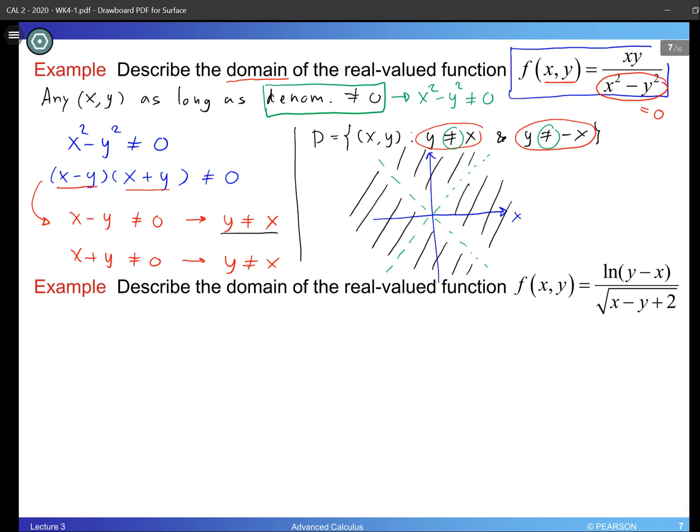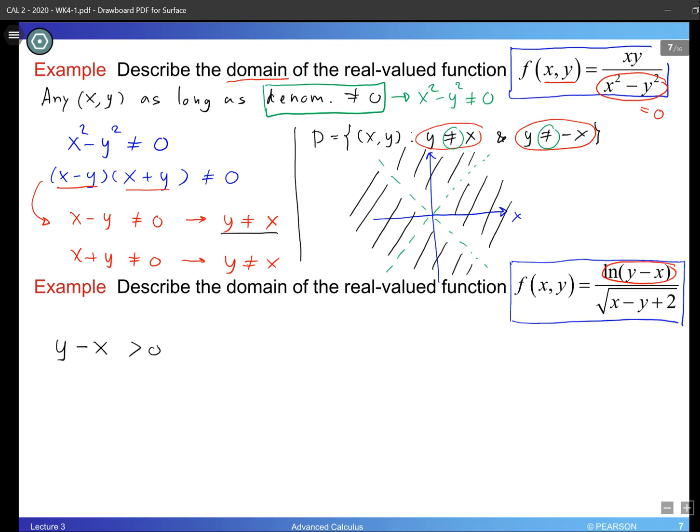Now let's move to the next example, and this one is quite complex. As you can see here, we have lots of things going on: we have ln, we have a square root, we have a fraction. When it comes to ln, let's take a look at the first one. Ln is well defined when the inside of ln is greater than 0. Ln 0 is not defined, and ln of a negative number is not defined, so we want y minus x to be greater than 0.